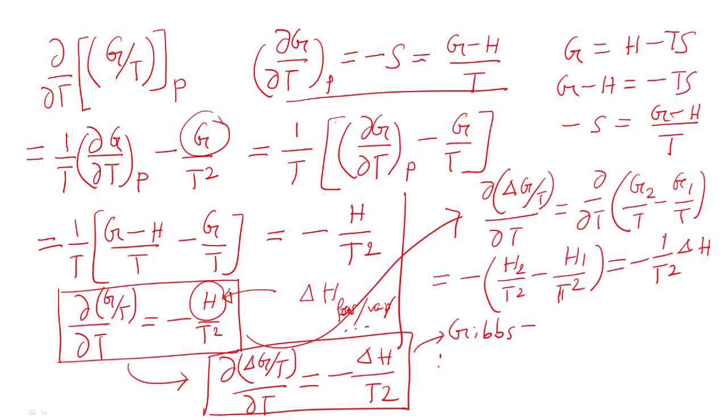Either form is known as the Gibbs-Helmholtz equation. This will be very important when we discuss phase transitions.